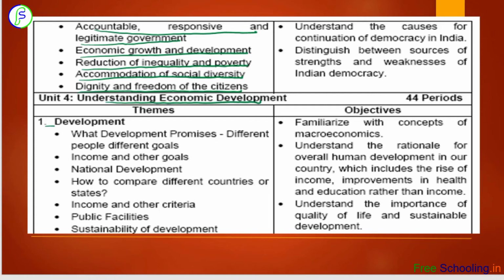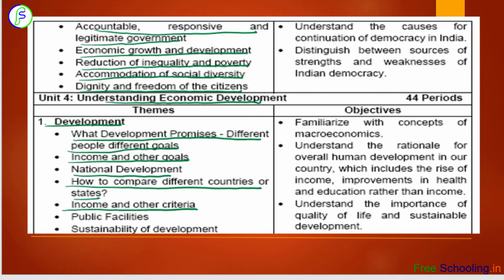So now moving on to Understanding Economic Development, that is Economics. The first chapter that we have here is Development. Let us see what are the topics under it. We have what development promises, different people, different goals. Then we have income and other goals. We have national development, how to compare different countries or states. Then income and other criteria, public facilities, sustainability of development. So all these topics will be under the chapter Development.